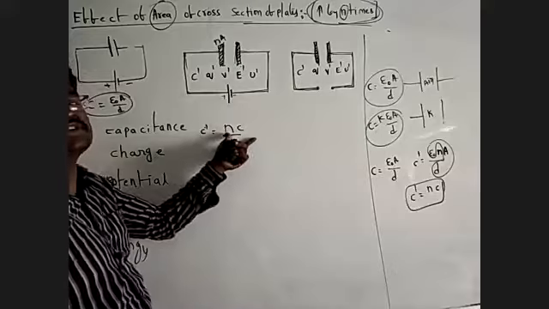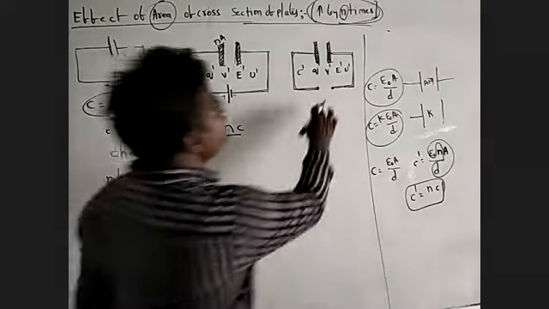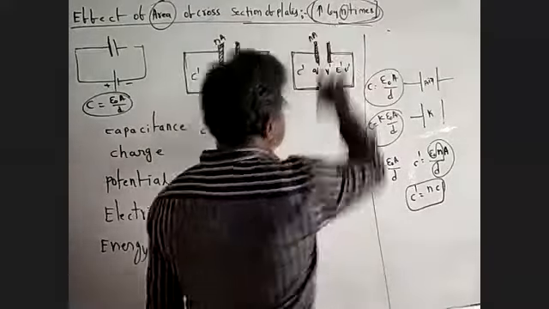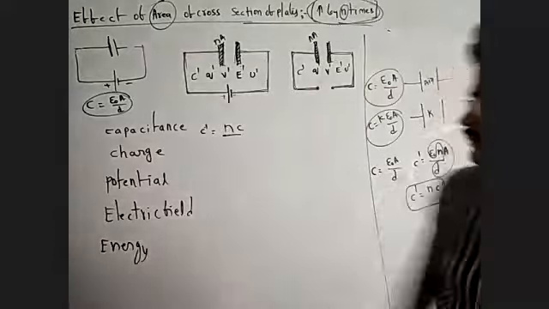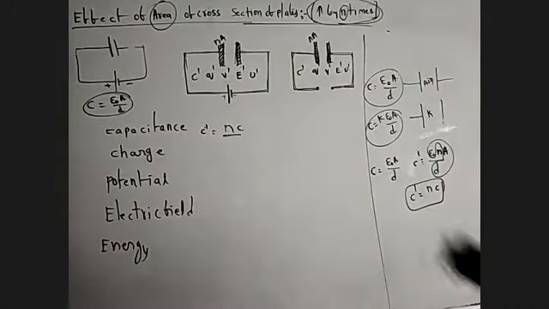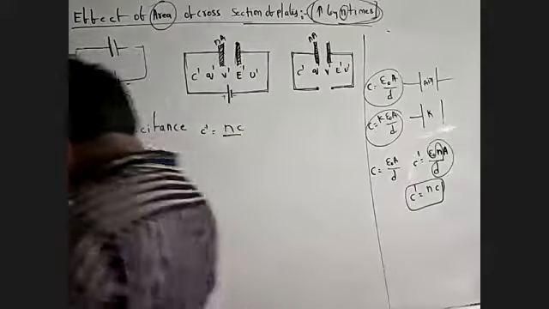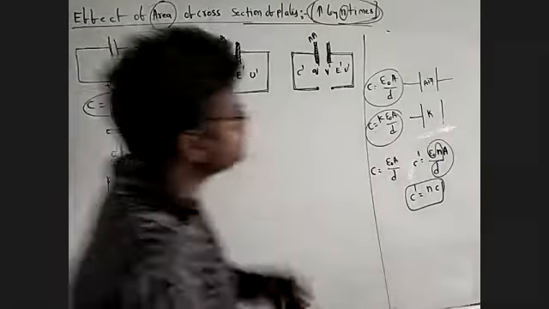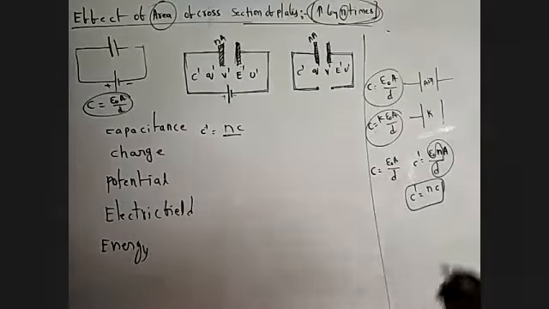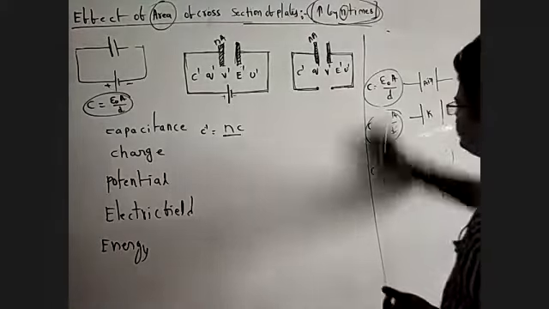C dash increases. Now, the battery is removed. What will happen? Battery also removed. So, does the capacitance increase or decrease? Whatever the value is, what will happen?